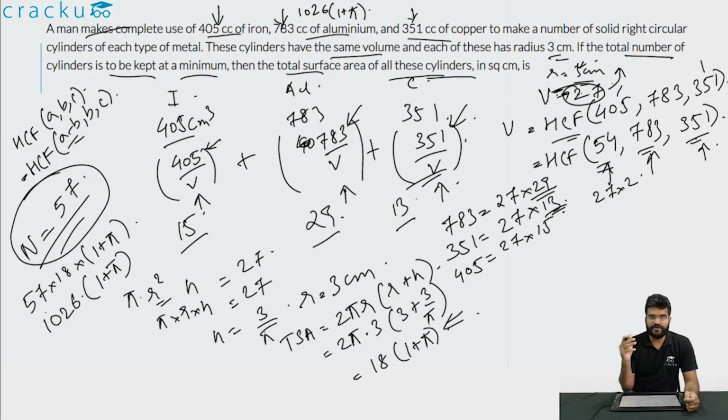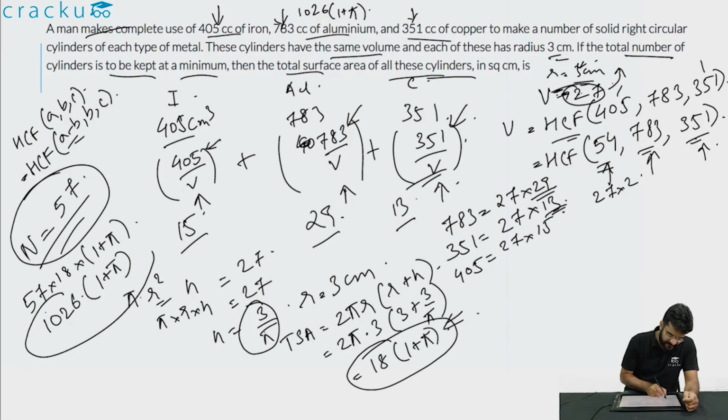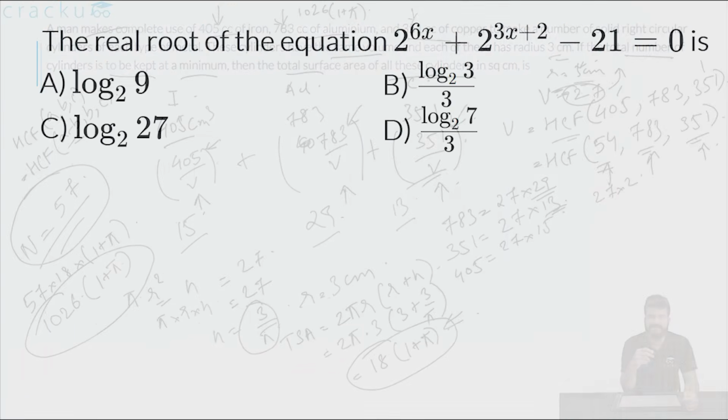Using the fact that the volume is 27, we calculate the height of the small cylinder, which is equal to 3 by pi. Then we calculate the total surface area of each of the small cylinders, and then we calculate the total surface area of all the 57 small cylinders.